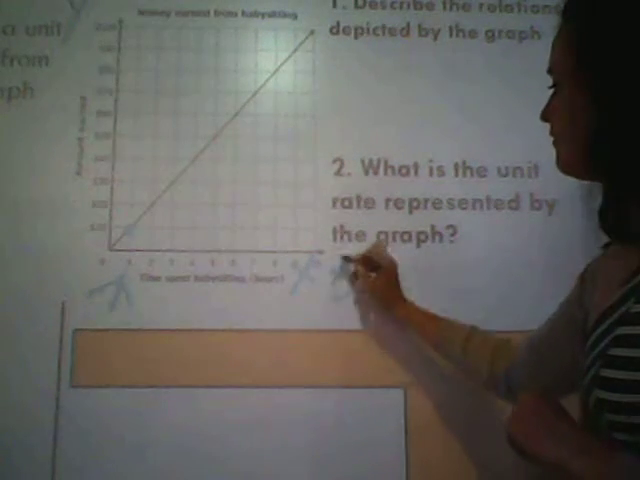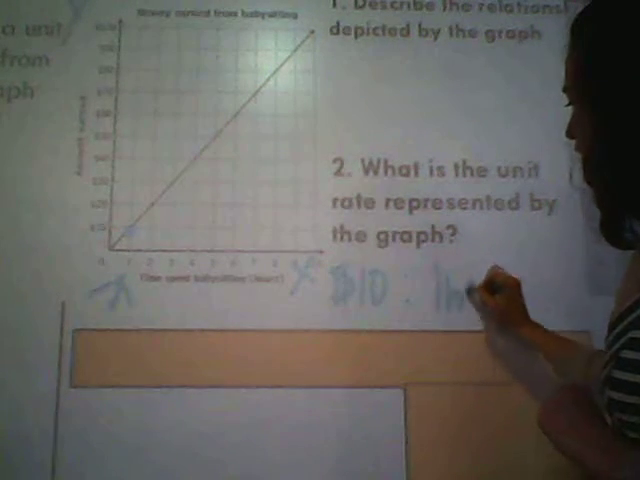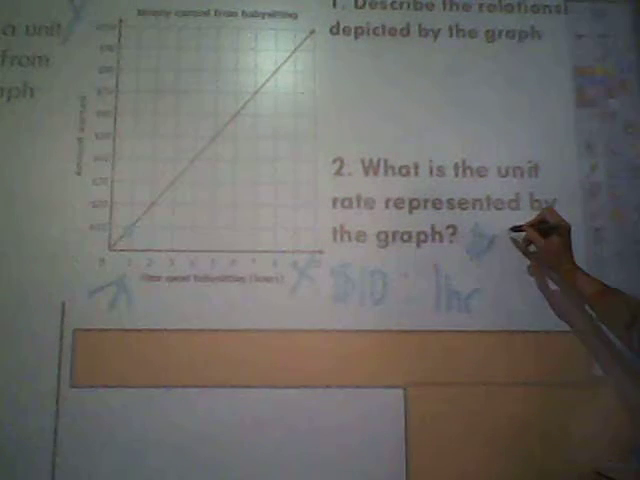I'm going to write that down. $10 for every 1 hour, which could also be read as $10 per hour. That would be my unit rate. You're going to find that in this lesson, the use of units like hours and amount earned, which means money, is going to be very important for your success. So if you do not use your units today, you will not get credit for anything that you do. Let's move on to our next question.